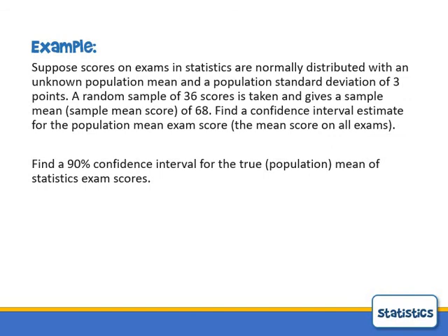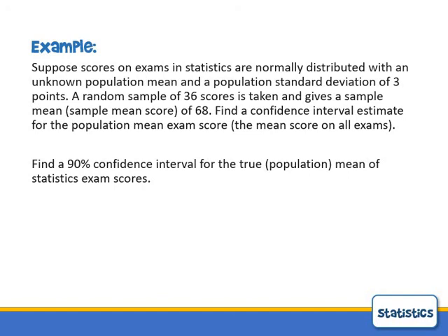Suppose scores on exams in statistics are normally distributed with an unknown population mean and a population standard deviation of 3 points. So to do the z intervals, we have to know sigma. So sigma is 3. We have a random sample of 36 scores taken, so n equals 36, and it gives a sample mean of 68. So our sample mean score is 68. Find a confidence interval estimate for the population mean exam score, the mean score on all exams.